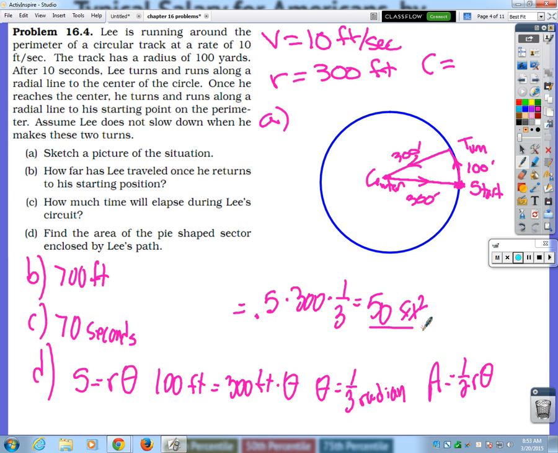Okay, meanwhile, while you guys are goofing around with all your stupid rap stuff, I'm solving the problem. Really? Because I already did it. 0.5 times the radius, which is 300, times 1/3, which is the angle, tells you that that is 50 square feet. Okay?